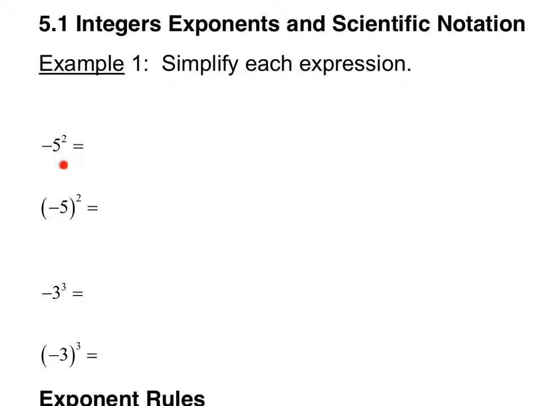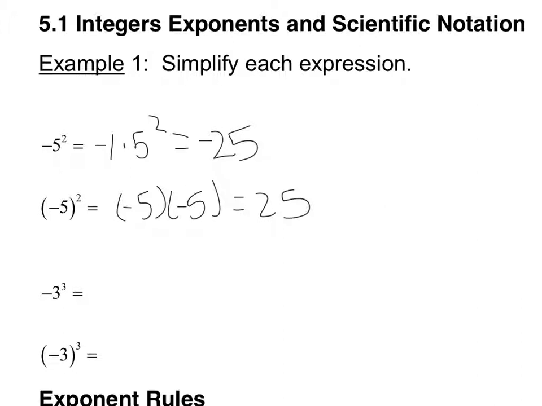Look at these two. These look the same, but these two are totally different problems. This one here is -1 times 5 squared. This one is just -5 times -5. So this one's positive 25, this one is negative 25, okay?